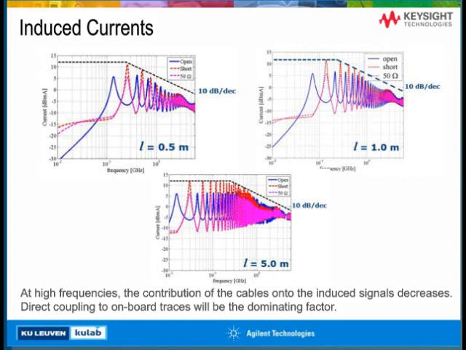But at high frequencies, we see in all cases that the induced worst case current starts to go down, and it decreases with a slope of 10 dB per decade. So at high frequencies, the contribution of the cables to the induced signal decreases, and this also means that for immunity, the direct coupling to onboard traces and to apertures in enclosures will be the dominating factor.